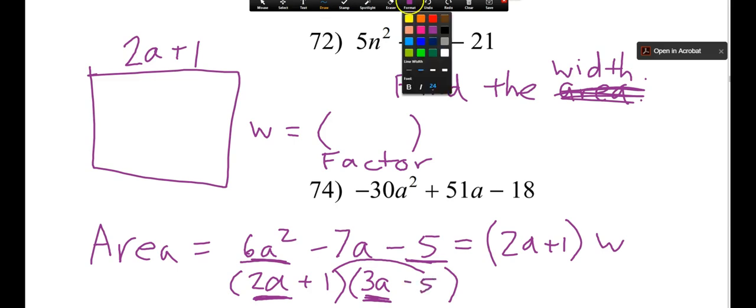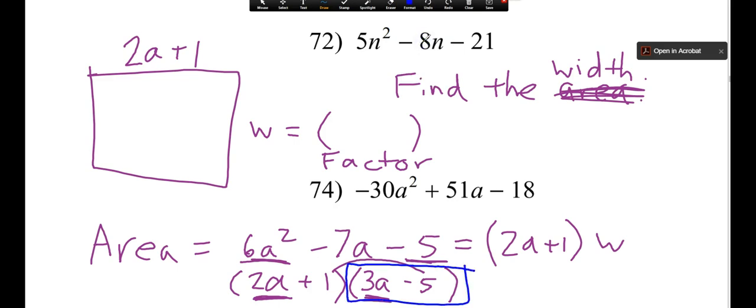So the answer to the question that I asked was right here. W is equal to that thing. So it was basically a factoring question, just written in the geometry kind of way. Okay.